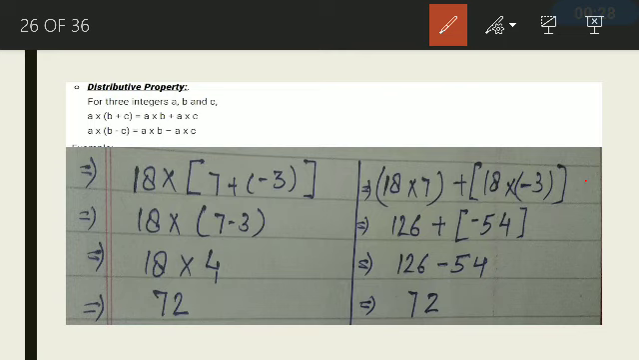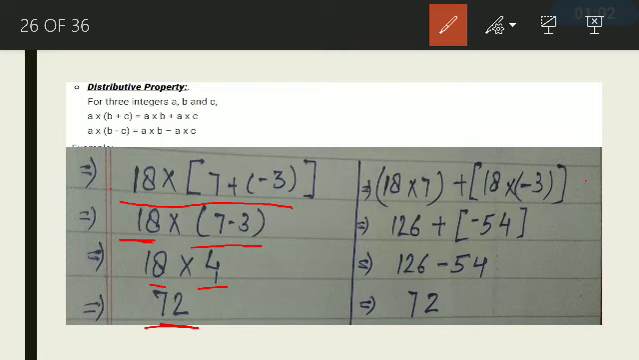In the first one you have 18 in multiplication with 7 plus negative 3. 7 plus negative 3, they are kept in one bracket. Now coming to the second step, the 18 will come down as it is, and 7 plus negative 3 will result in 7 minus 3, as you can see. Now 18 will come down as it is in the next step also, and 7 minus 3 will result in 4. So 18 fours are 72. That will be your answer. Now this is the first method which you can use for solving the sum.